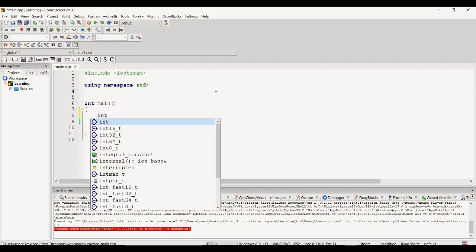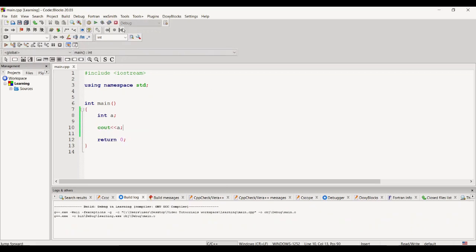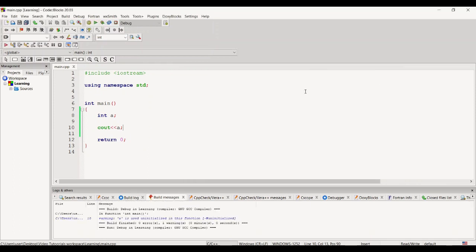First let me declare an integer. Let's give it a name like a. Now if we would print this integer right now, then what we would get would be the value 0, because we haven't assigned any value to this integer. Now it depends on the compiler, because if we are using other compilers we might get some random numbers, but this compiler would assign 0 to this integer.